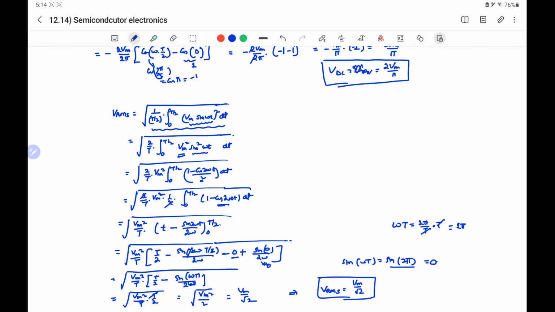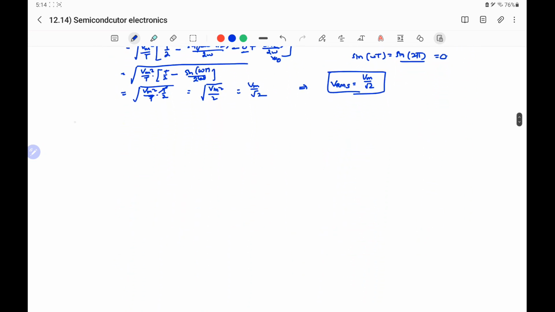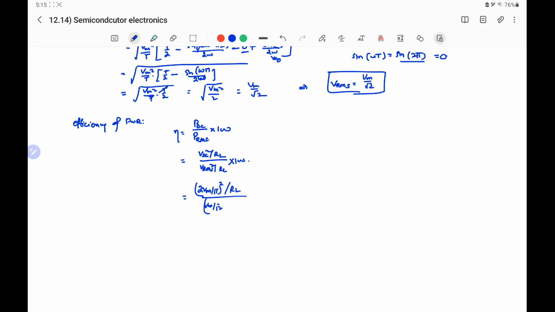Now using the value of DC output voltage and RMS value of the output voltage, we can find the efficiency of the full wave rectifier. Efficiency eta is DC output power by the RMS value of the input power multiplied by 100. This will be equal to VDC square by RL divided by VRMS square by RL into 100. VDC is 2Vm by pi whole square divided by RL, divided by Vm by root 2 whole square by RL.